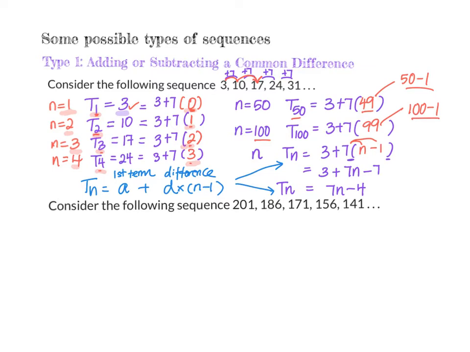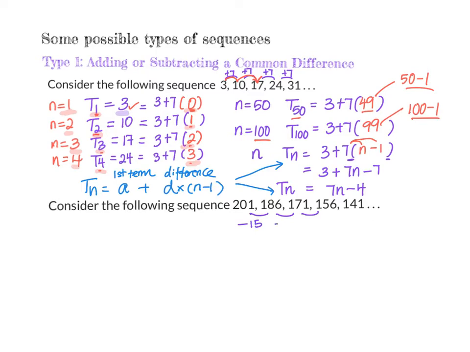Given this question over here, I have the following sequence: 201 to become 186. What is the difference? The numbers are all getting smaller and smaller. So actually I am subtracting a difference of 15.